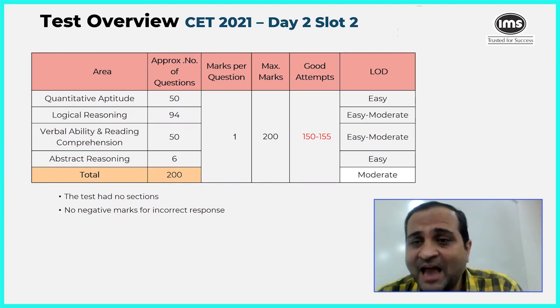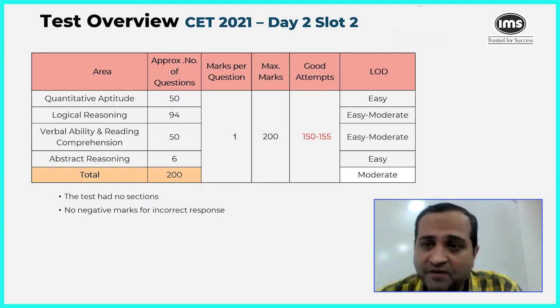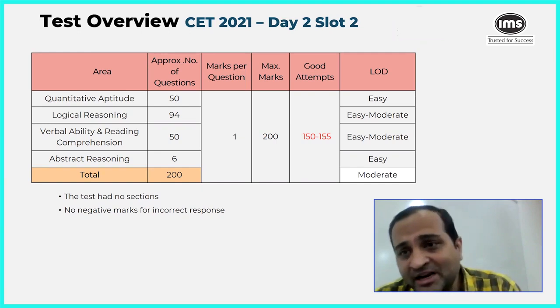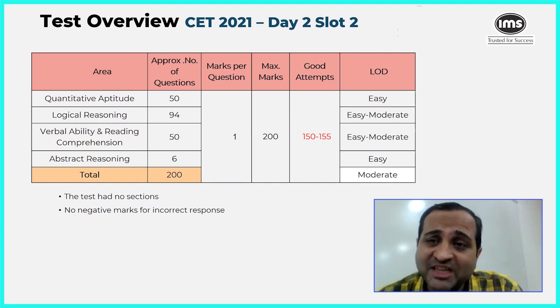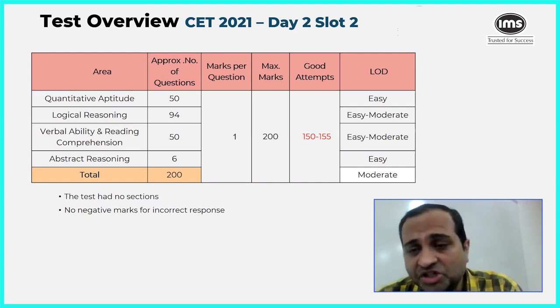Level of difficulty wise, abstract reasoning was very simple, very straightforward. Out of the 6 questions, 3 were series completion, and the remaining 3 were group formation. These types of questions were very, very easy. So I think you could have easily attempted either 5 or 6 questions in this section.